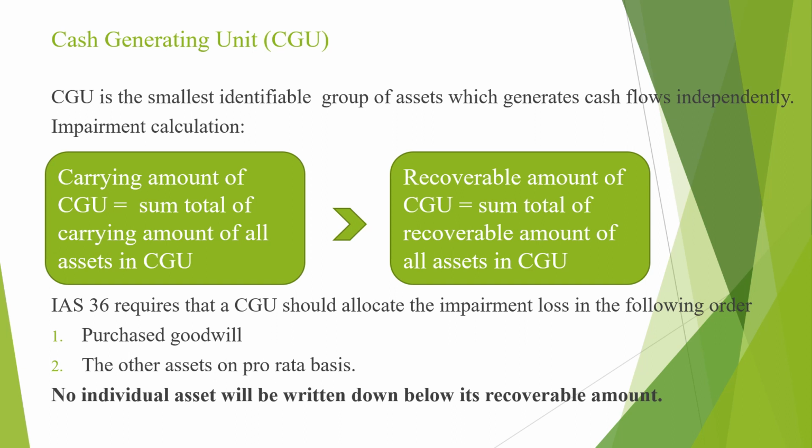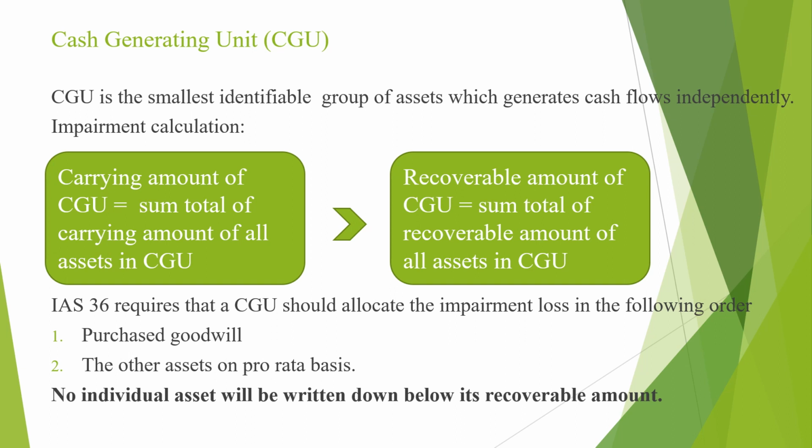Therefore, impairment can happen in this cash generating unit as well. Now, how do you calculate this impairment? The carrying amount of the CGU is equal to the sum total of the carrying amounts of all the assets of the CGU. Okay, so we have one figure which is the carrying amount of a CGU. Similarly, the recoverable amount of a CGU is equal to the sum total of the recoverable amounts of all the assets in a CGU. The concept is the same.